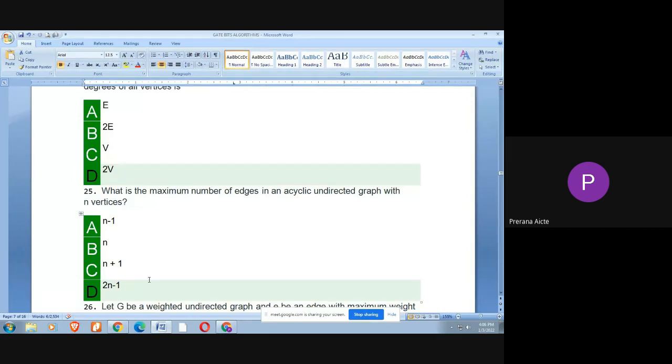So we will stop here. We can go through the remaining in the next class.